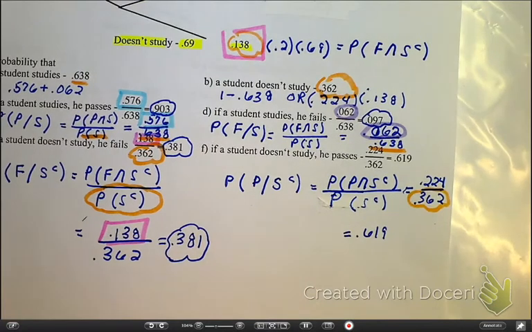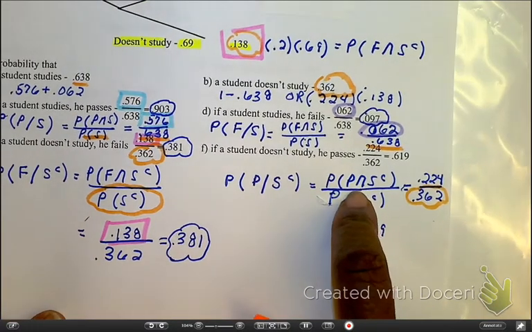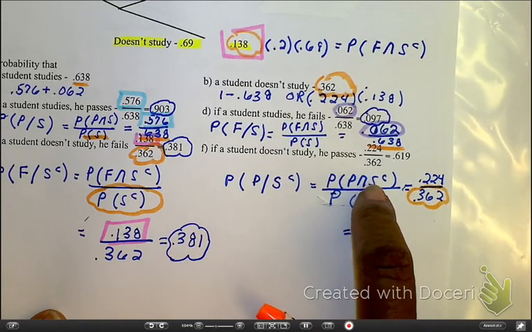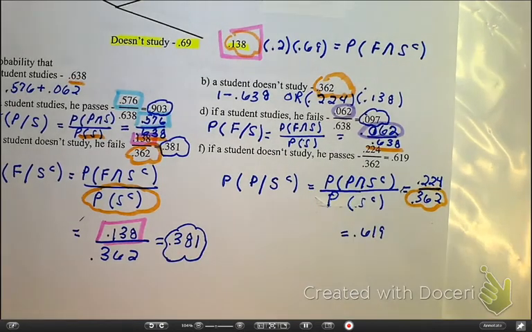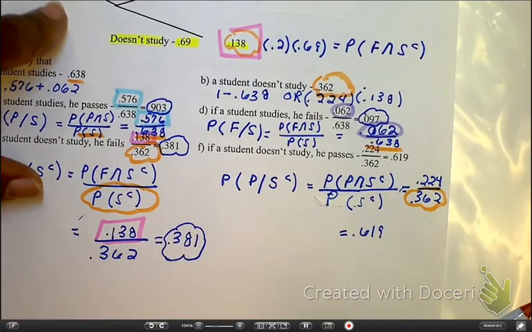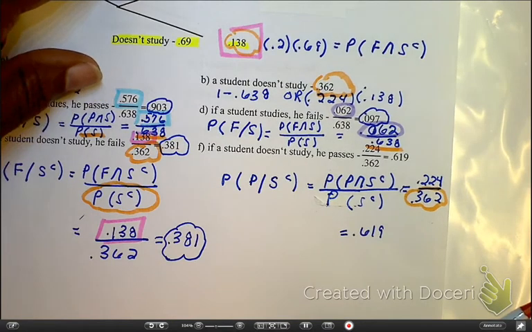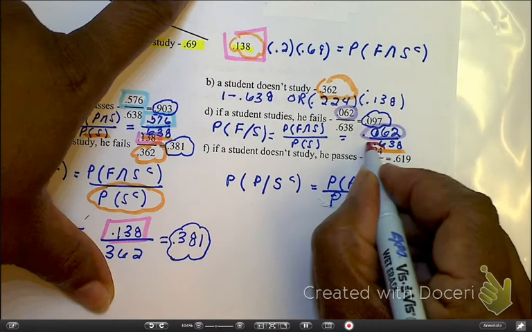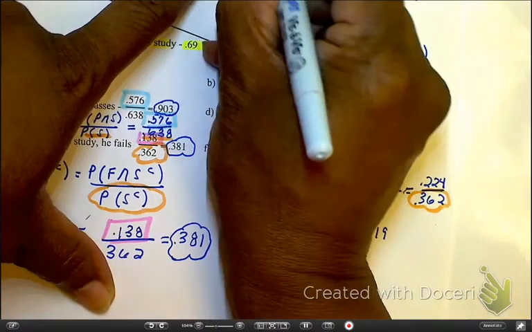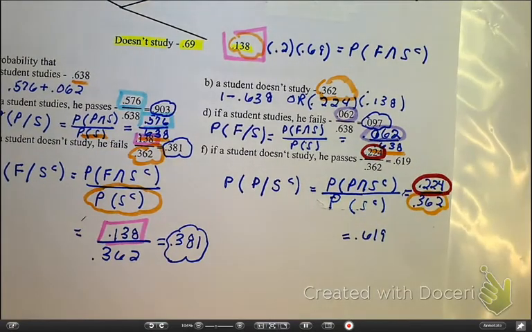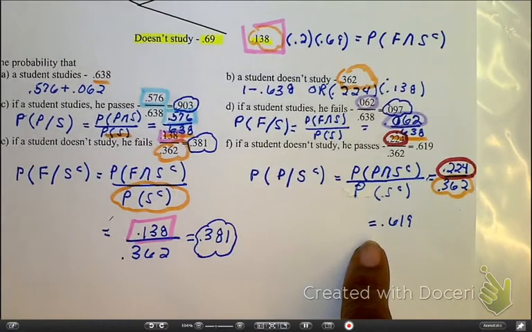And then I noticed that I have the probability of passing and not studying. Let's find out where that branch is, as I'm looking for a different color. That is pass but did not study right here. I'll just use the red. And then once you do the division, there you go.